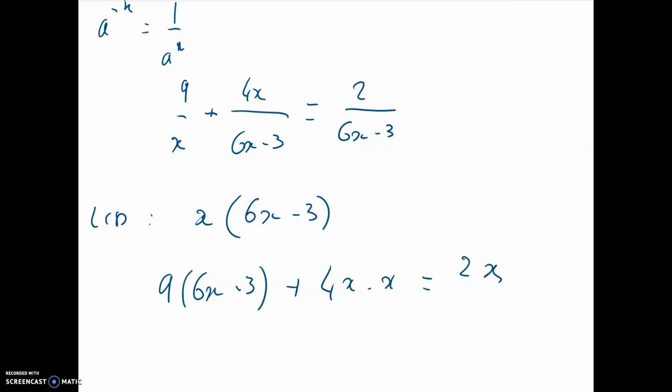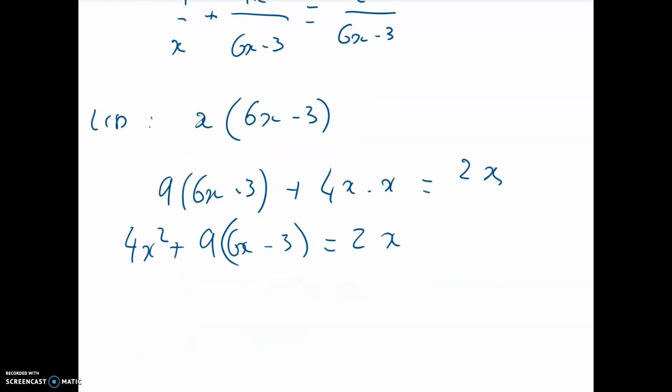And I end up with 9 times 6x minus 3 plus 4 times x equal 2 times x. I end up with a quadratic equation, which is going to be 4x squared plus 9 times 6x minus 3 equal 2x. You distribute, you solve the quadratic equation, and you end up with one solution, which is x equal to negative 27 divided by 2.